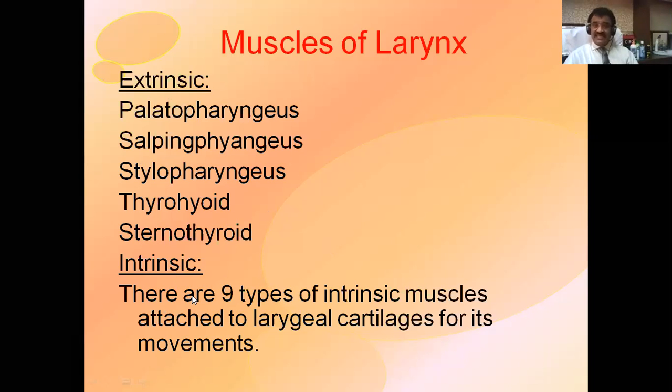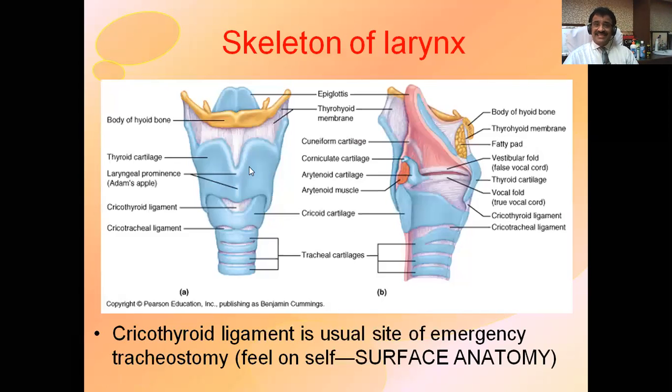And intrinsic, there are 9 types of intrinsic muscles attached to laryngeal cartilage for its movements. And they are, I told you, like tongue, they are not named as such because they are either longitudinal or vertical or transverse likewise. Now this is the skeleton of your larynx. This diagram is important. We have to draw this diagram because it is showing all the cartilages and most of the major joints as well as the ligaments. This yellow color is a bone and this bluish color is the cartilage and the remaining things are the membranes.